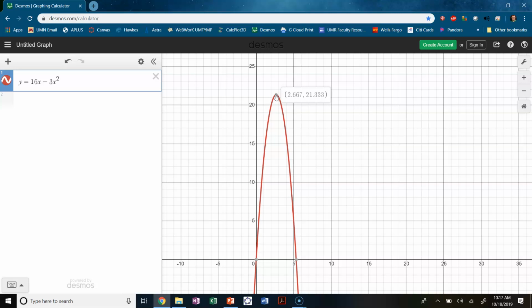So my guess wasn't too far off previously, but play around with Desmos, and there is also an app for Desmos, and it's equally easy to use. So try to get some practice with that.